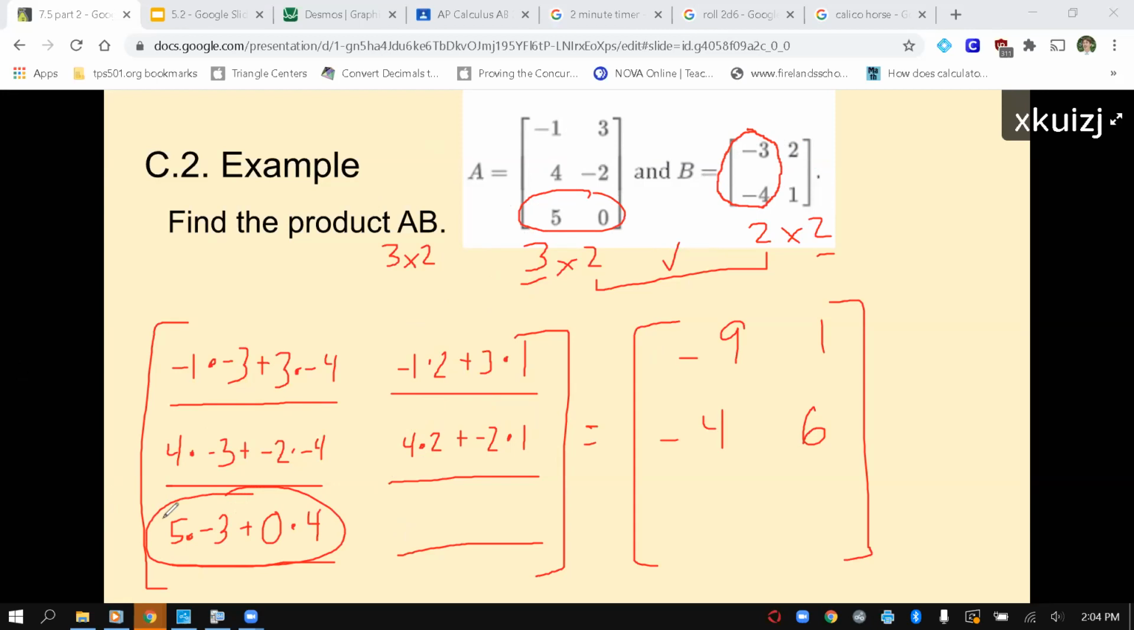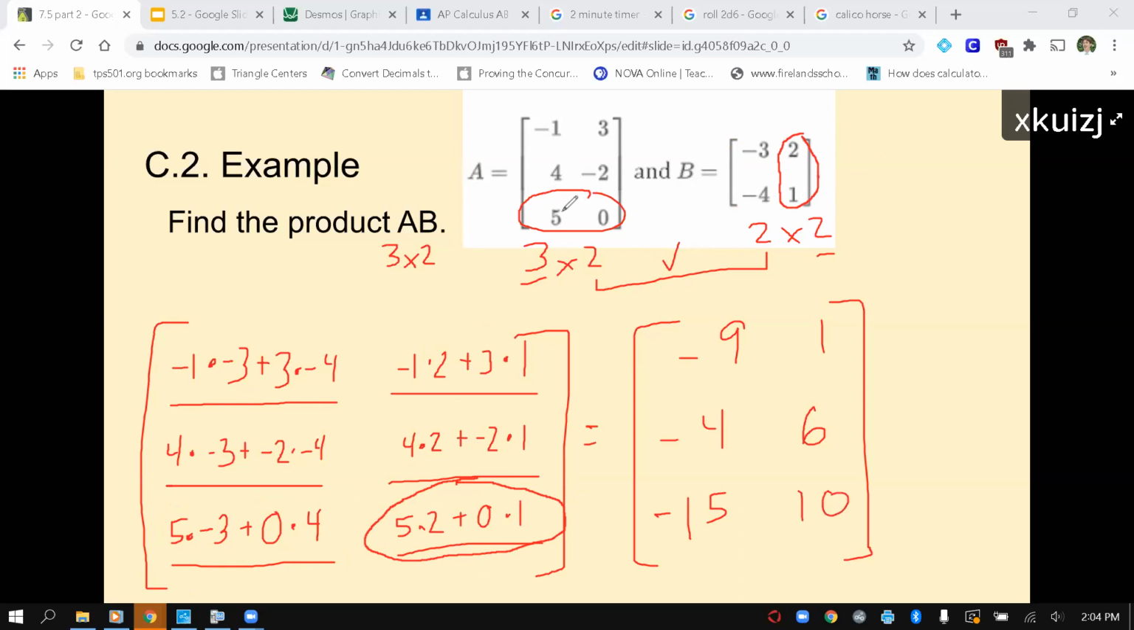Just look. 5 times -3 plus 0, yay! That's -15. Last one. Third row, second column, third row, second column. 5 times 2 plus 0 times 1. We get 10. And that's A times B. Done that in no time at all.